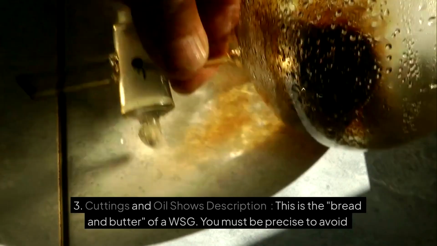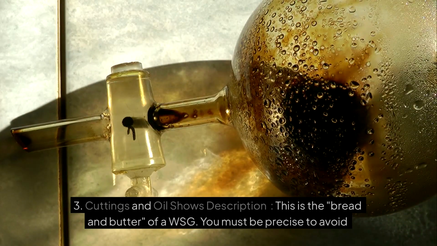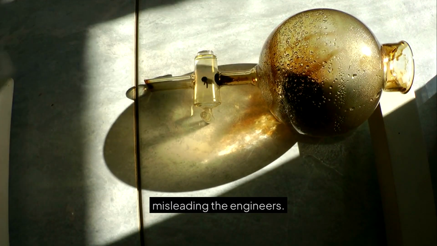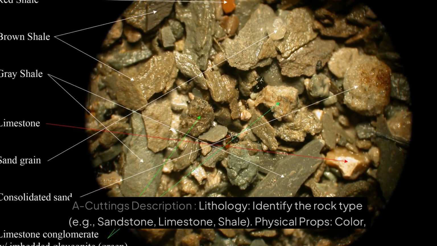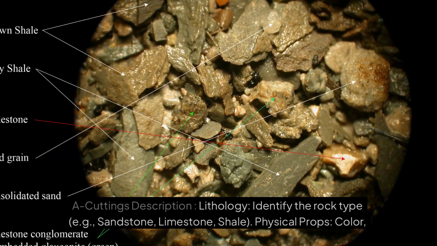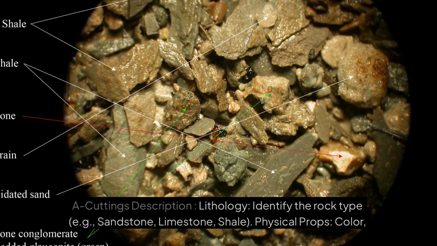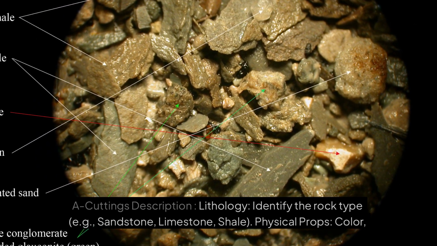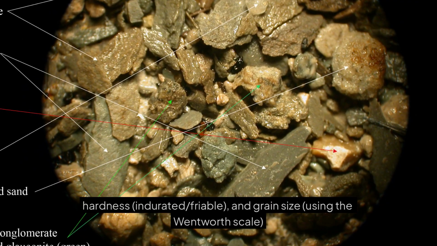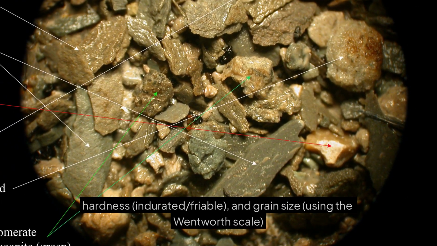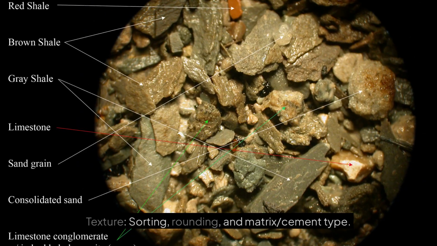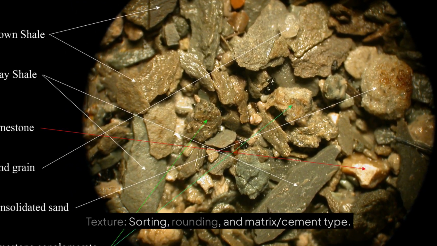3. Cuttings and oil shows description. This is the bread and butter of a WSG. You must be precise to avoid misleading the engineers. A. Cuttings description. Lithology: identify the rock type, e.g. sandstone, limestone, shale. Physical properties: color, hardness, indurated, friable, and grain size using the Wentworth scale. Texture, sorting, rounding, and matrix cement type.